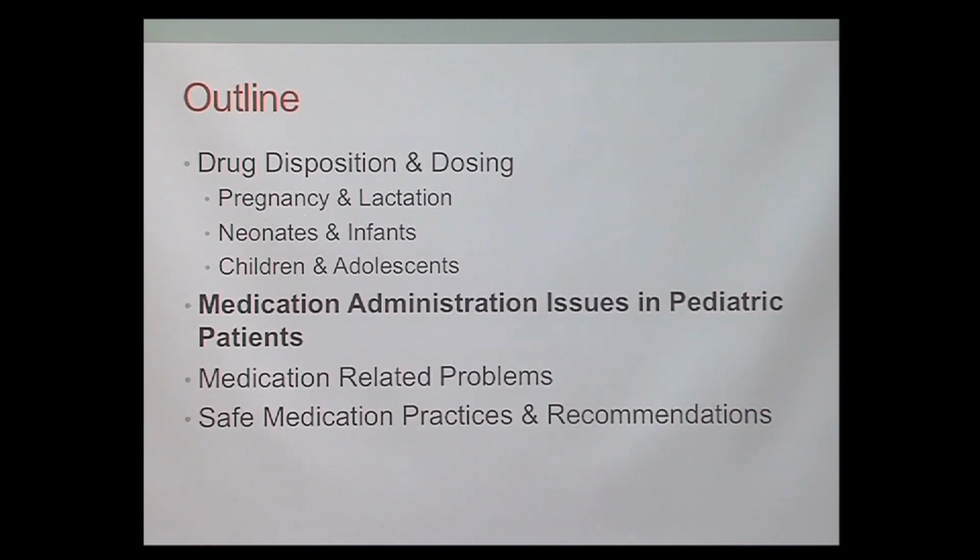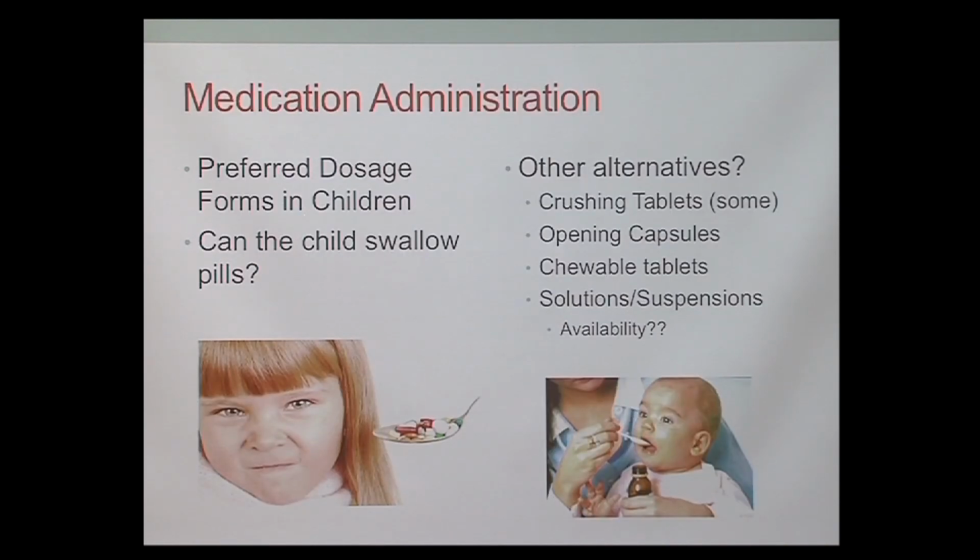So next, we're going to go on to medication administration issues in pediatric patients. So what is our preferred dosage form for a pediatric patient? Really, realistically, it's probably liquids or maybe chewable tablets. If you can't swallow chewable tablets, we need to think, well, first, when can they swallow chewable tablets? What do we think? Can kids swallow them at 3 years of age? Probably not. We get to 5 or 6 or 8 or 10.